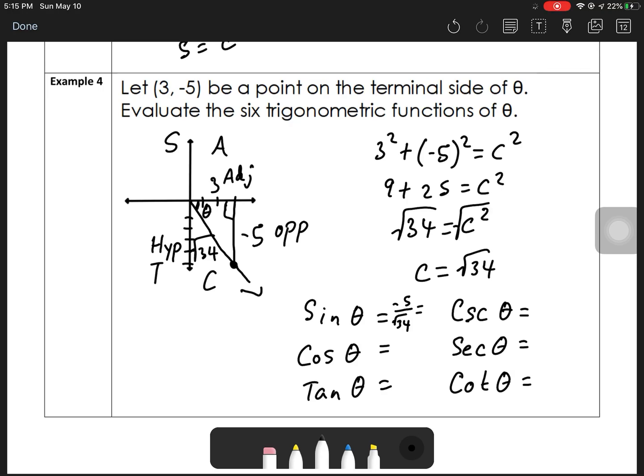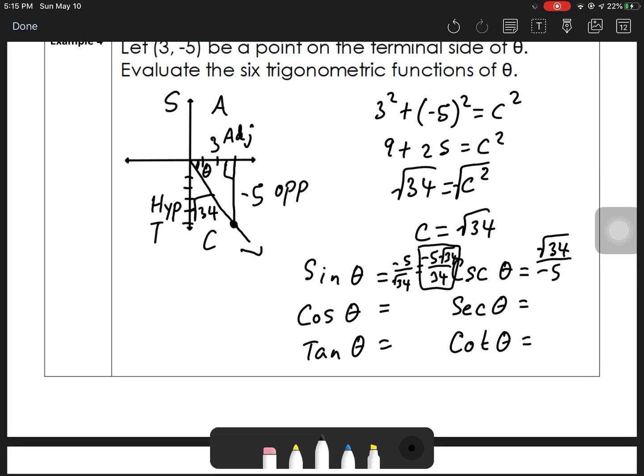To get rid of that, we would multiply the top and the bottom by the square root of 34. So the final answer is going to be -5 square root of 34 over positive 34. Sorry, I don't have a lot of room. And then the reciprocal of that would be, if we were to just flip the original part, the square root of 34 over -5.